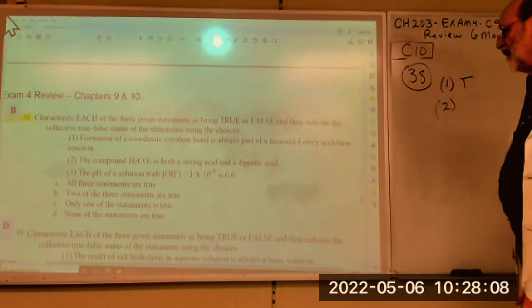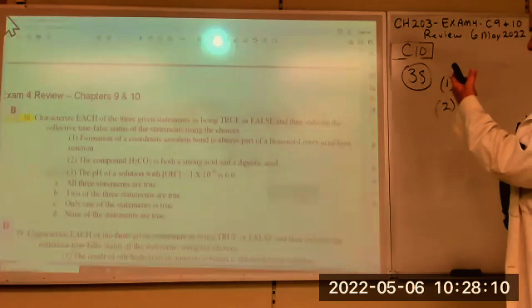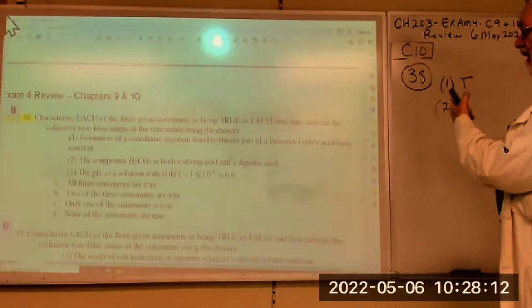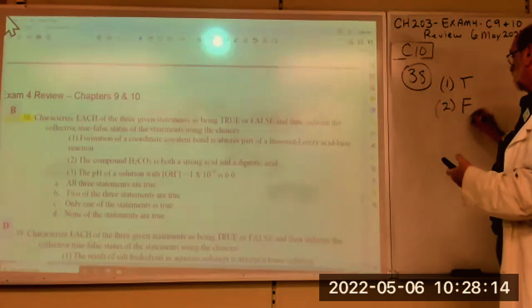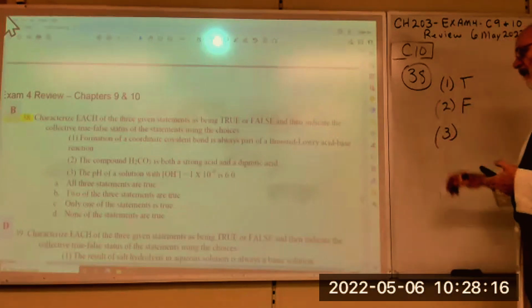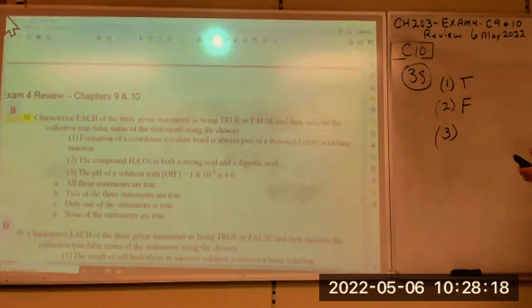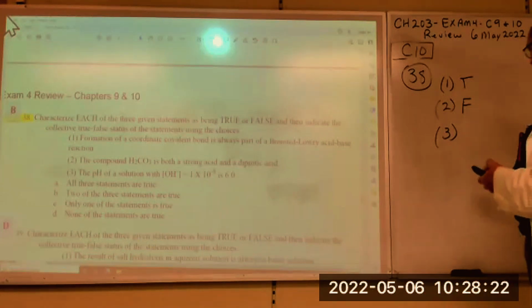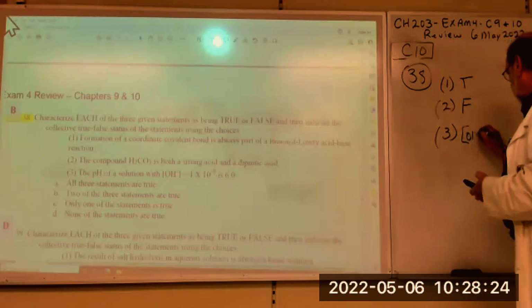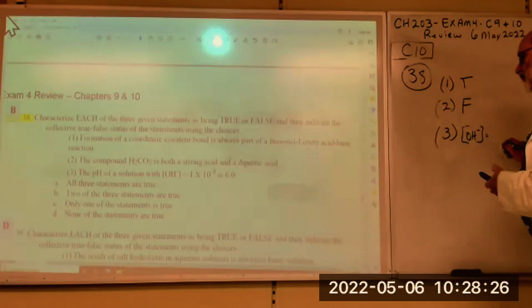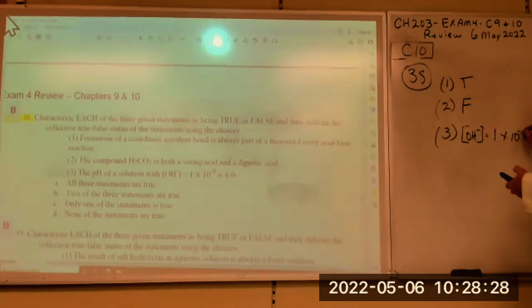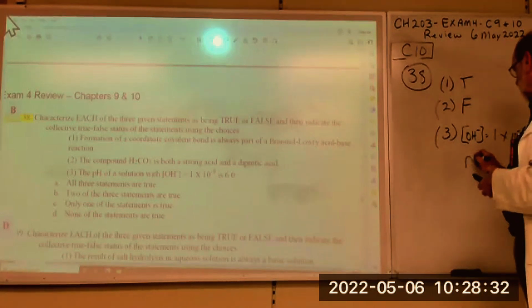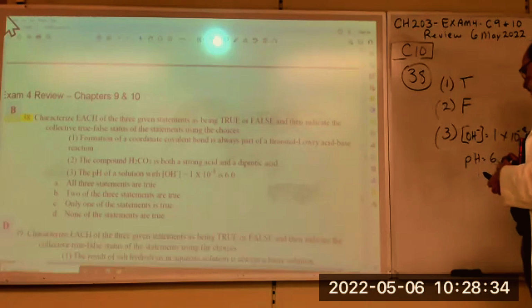How about two? It's a diprotic acid, but it's not strong, right? So that's false. The pH of the solution with OH minus equal to 1 times 10 to the minus 8, is the pH equal to 6?